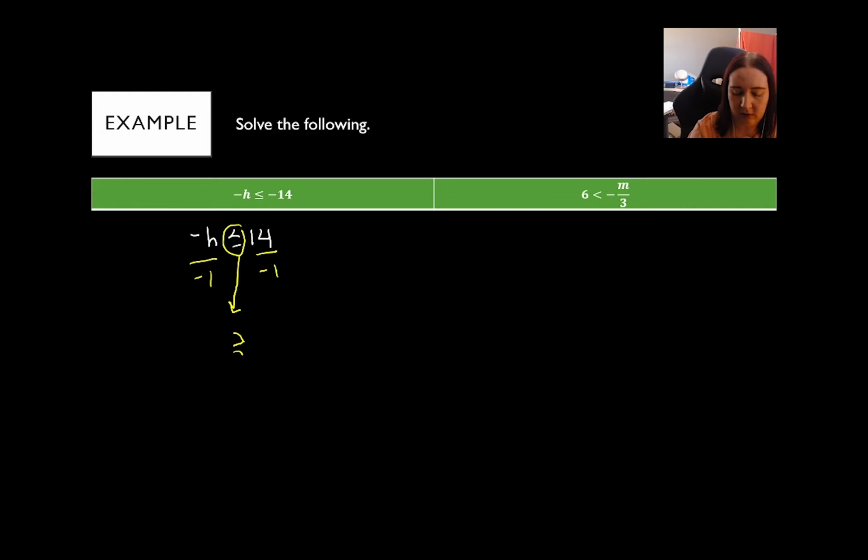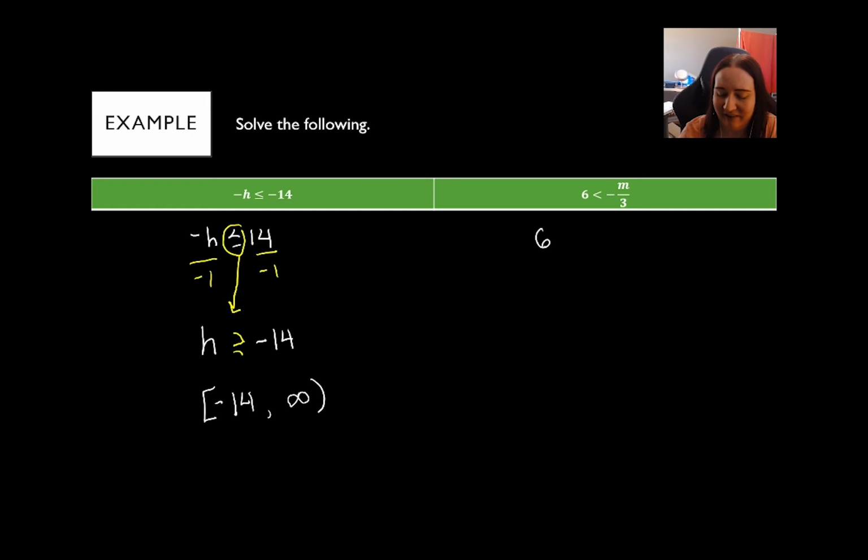So that will give us h, oops, must have accidentally clicked black. H is greater than or equal to negative 14. And so in interval notation, this would be a bracket at negative 14, and then we're greater than, so we're going towards infinity with a parenthesis. And man, all of these are becoming greater thans. I probably should have chosen different symbols.